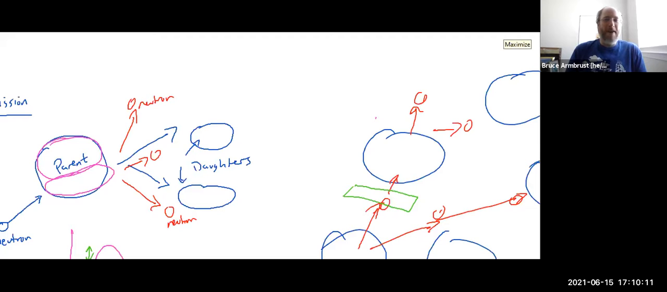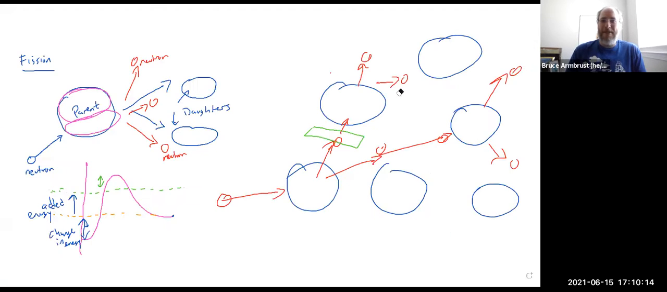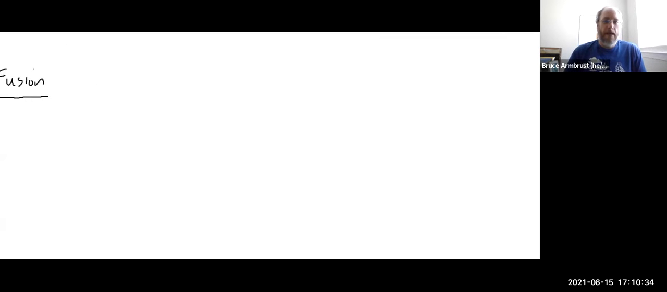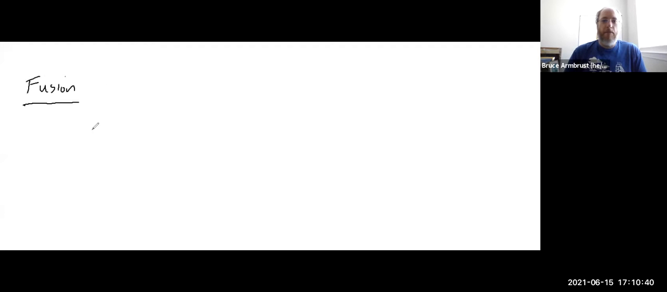So let's move off of fission and let's talk real quick about fusion, because fusion's the other big one. So let me clear this real quick. All right, so then we have fusion. Now, fusion kind of goes the other way. Instead of taking one nucleus and breaking it apart, with fusion, we actually have two nuclei that are going to come together and get stuck together and form a larger nucleus.